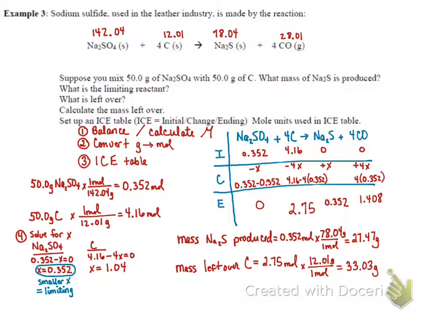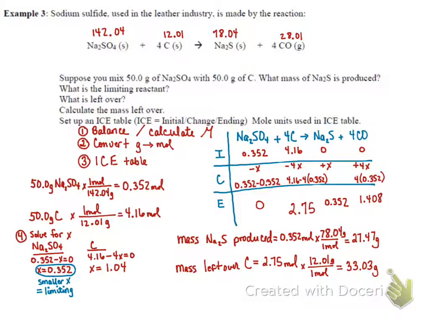The mass of carbon left over, remember at the end, this is how many moles of carbon are left over. So it's 2.75 moles, multiply by molar mass to get the grams of carbon left over. So this is the grams of product, and this is the grams of carbon leftovers.